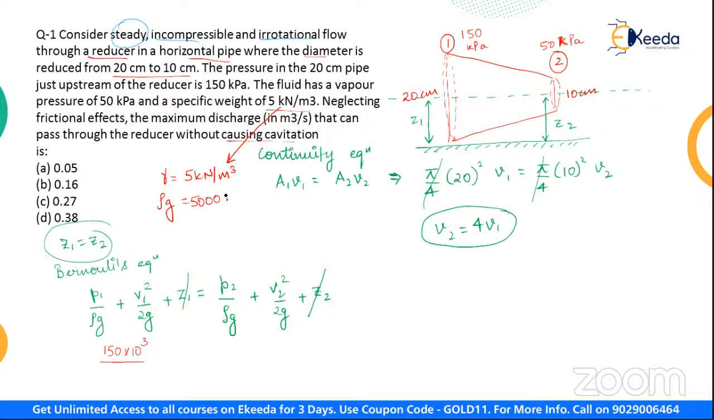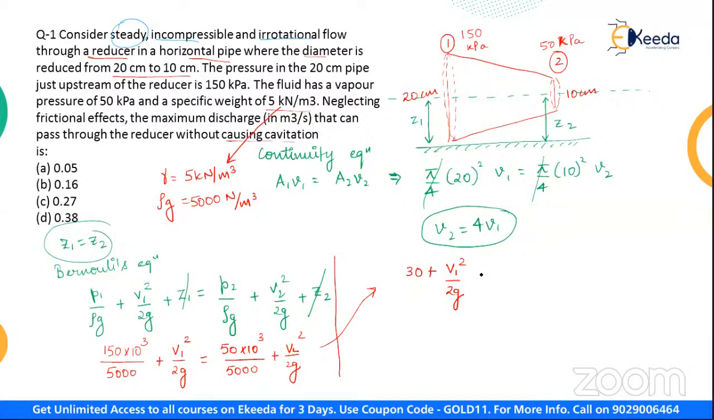So rho into g, it will be 5,000 Newton per cubic meter. So replacing the value of rho g as 5,000, plus V1 square by 2g, that will be equal to 50 into 10 divided by again 5,000 plus V2 square divided by 2g. Now solving it further, we will get the first term as 30 plus V1 square by 2g. This will be 10.